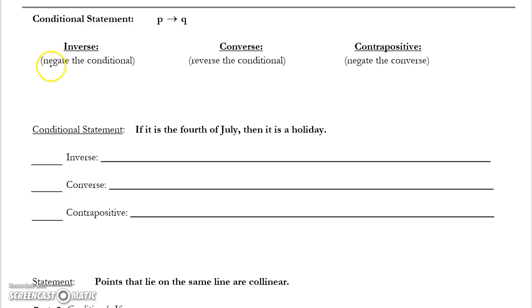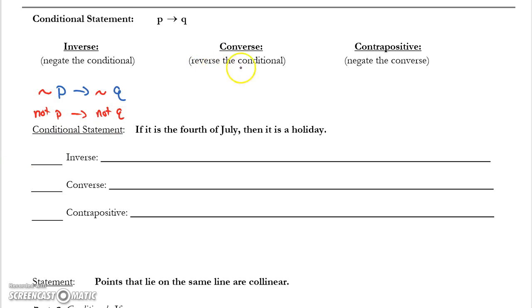Symbolically, I would state that to negate the conditional, I'm going to keep the order of my conditional, P, then Q, but I'm negating both statements. So this is saying not P. If P does not happen, then not Q. That means Q will not happen.